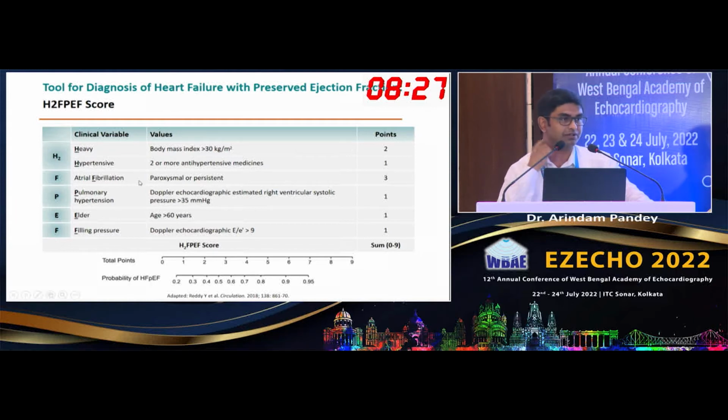As Dr. Sengupta was mentioning, echo can be normal. Even the longitudinal strain can also be normal. Still, you cannot exclude heart failure with preserved ejection fraction. Rather, this is a clinical entity, and if we look into the scoring system, the higher the score, the higher the probability that the patient is actually suffering from heart failure with preserved ejection fraction.